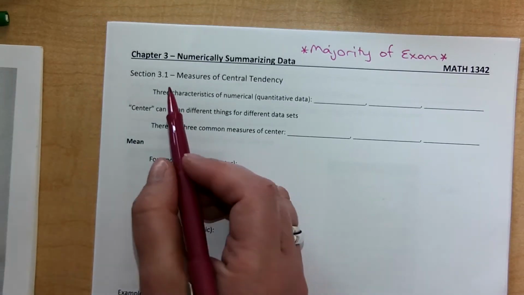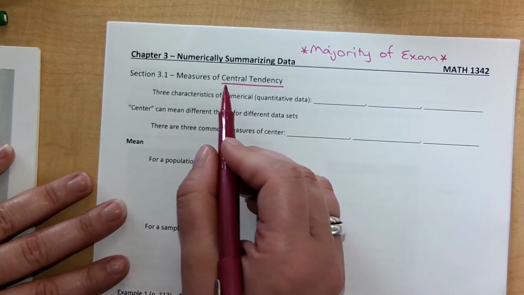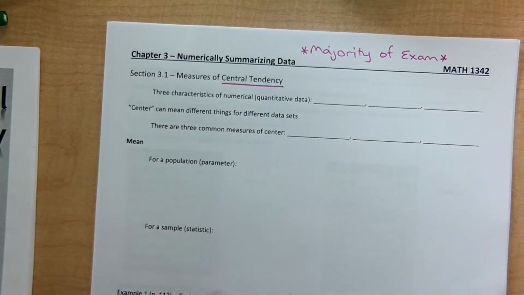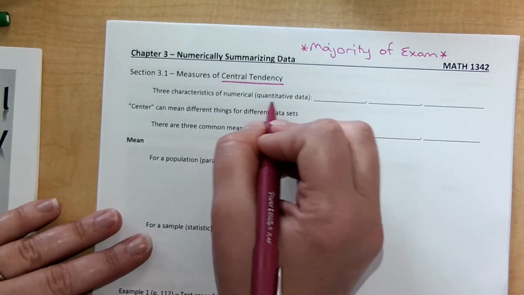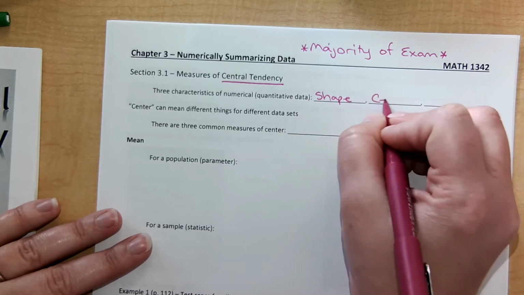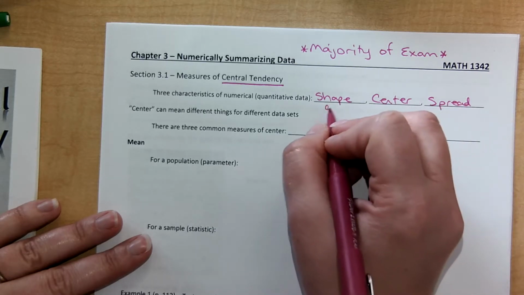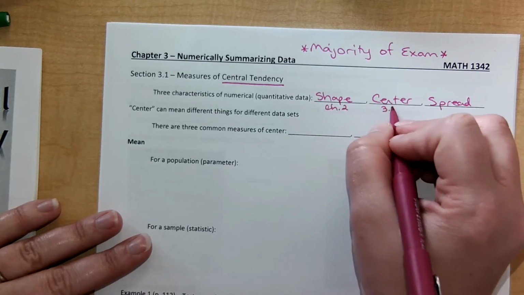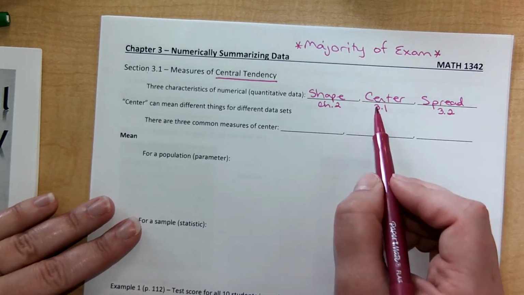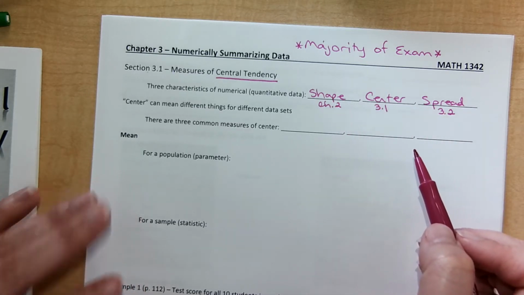So the first section in Chapter 3 is Section 3.1, the measures of central tendency. We're always worried about what's going on in the center of the data. So there's three characteristics of numerical or quantitative data that we like to look at. The first one is shape, the second one is center, and the third one is spread. Shape we talked about in Chapter 2, center we're going to talk about right now, and spread is Section 3.2. So shape, center, and spread. You're going to hear me say that a lot as we get on into Chapters 8, 9, and 10. Shape, center, and spread.